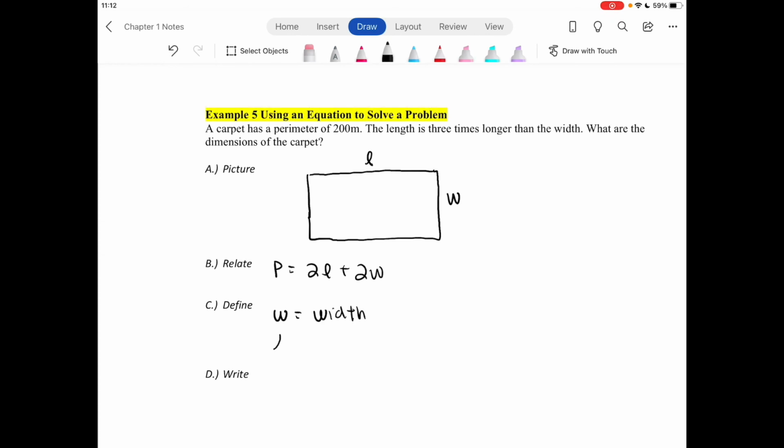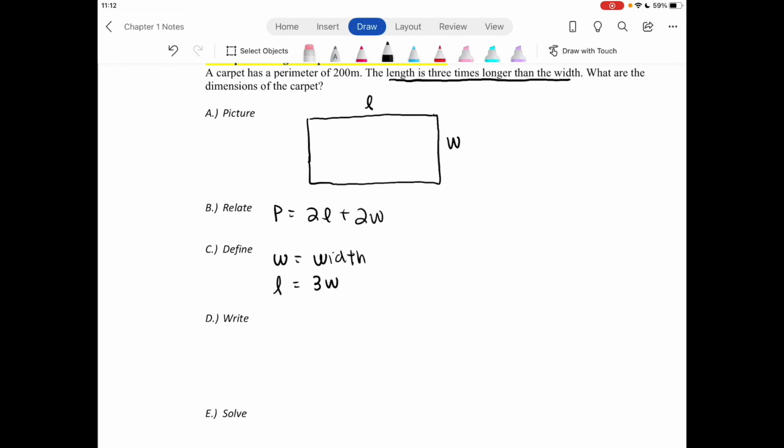We need to try to write the length in terms of the width, meaning how many widths are the same thing as one length. If we go back to our problem, it gives us that answer. It tells us that the length is 3 times longer than the width. So if we have one length, it's the same thing as doing 3 times our width, or 3w. We also know that our perimeter is 200 meters because the problem tells us right there in the beginning.